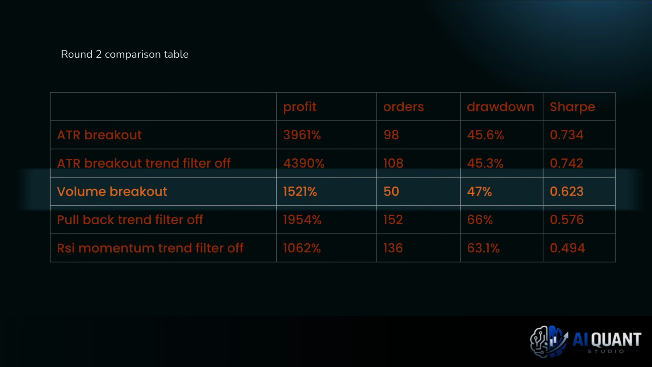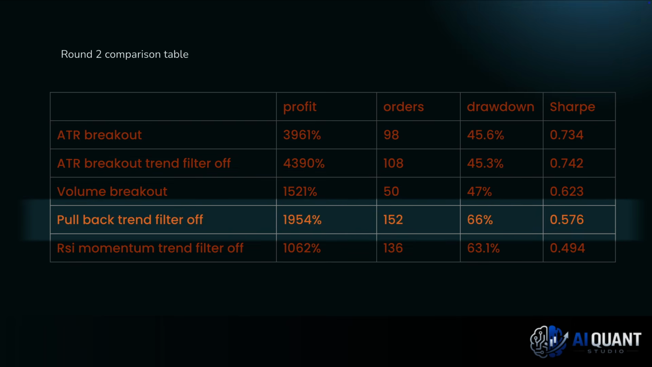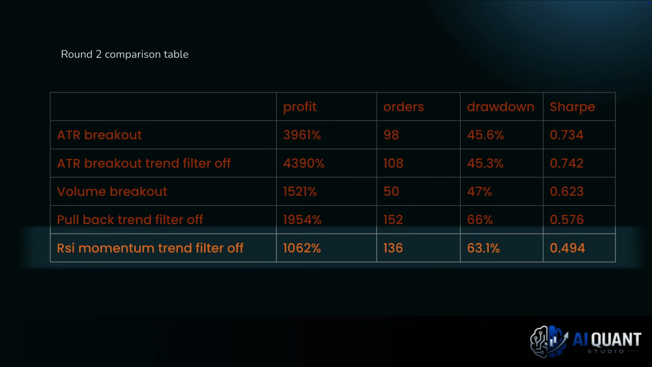Volume breakout is now working, 1,521% profit, 50 orders, 47% drawdown. Pullback with trend filter off improved to 1,954%, but the drawdown stayed at 66%. It caught more entries, but some of those entries were into declining trends that hadn't fully played out. More opportunity, but also more pain.